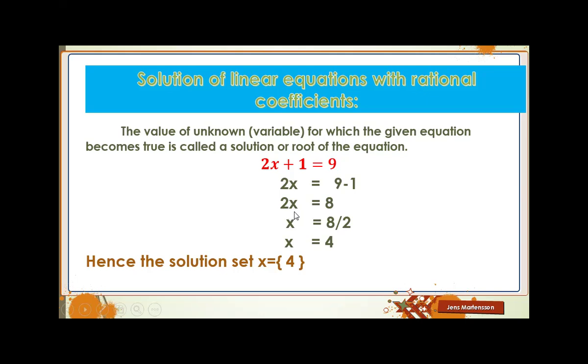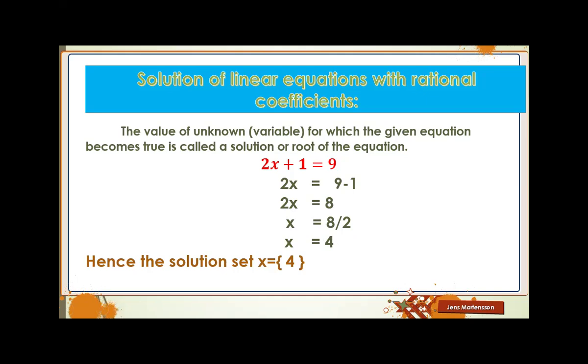Here 2 is multiplied with x. When this 2 moves to the right hand side, it will be divided into 8, right? It becomes x equals 8 over 2. Now, 2 ones are 2, 2 fours are 8. So what will be the value of x? We get x equals 4.